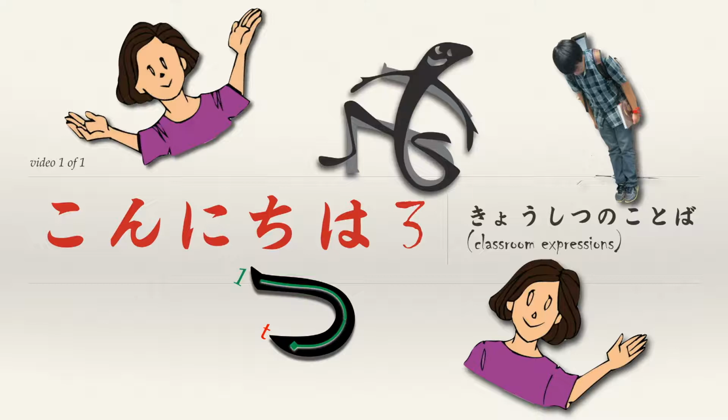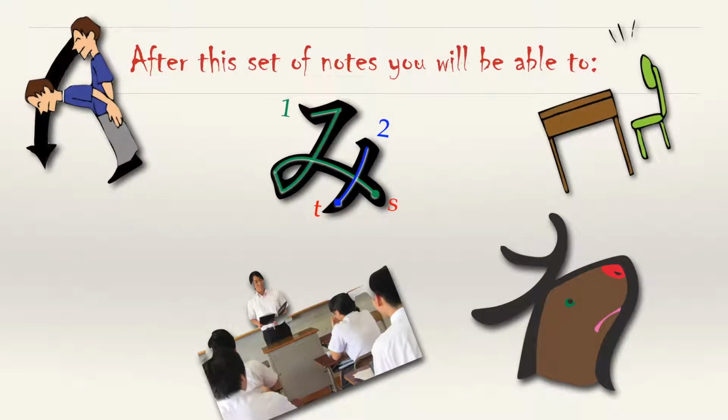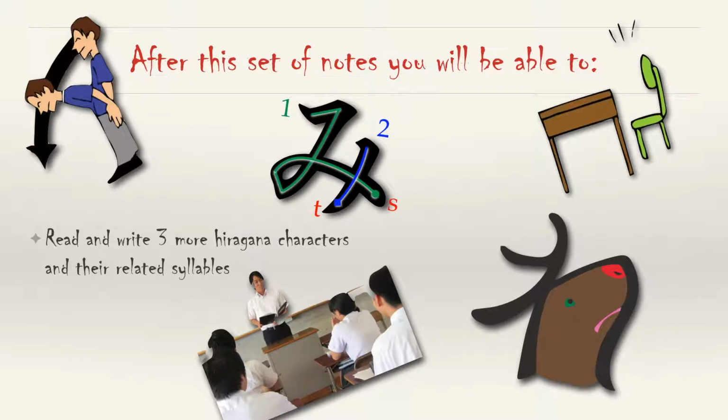In today's lesson, you will be introduced to hiragana that you will need to read and write vocabulary used in a Japanese classroom. There is only one video today. After this set of notes, you will be able to read and write 3 more hiragana characters and their related syllables. Today is a slow day, but that's because you're learning a lot more vocabulary.